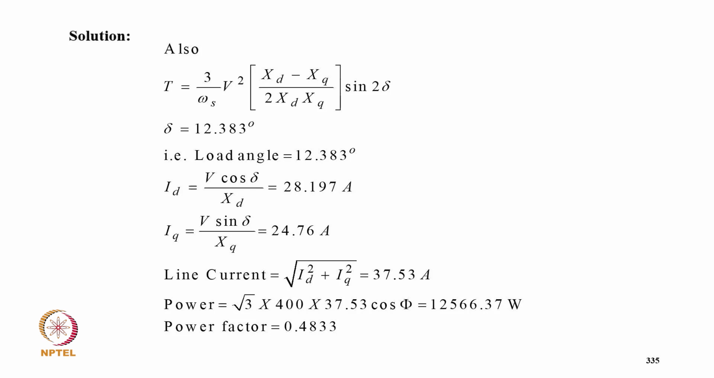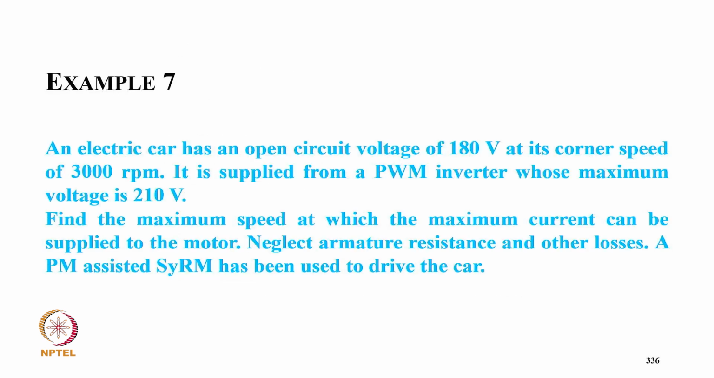So delta comes 12.38, and the load angle comes. ID comes V cos alpha upon XD, 28.17, and IQ comes V sin alpha upon XQ, 24.76. The line current is under root of ID square plus IQ square, equal to 37.53. Power factor is P equals 3 V I cos phi. So here the power factor comes 0.4833.